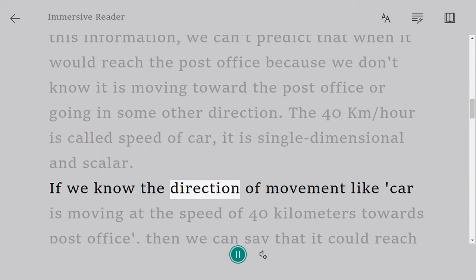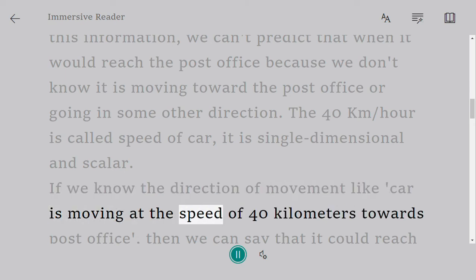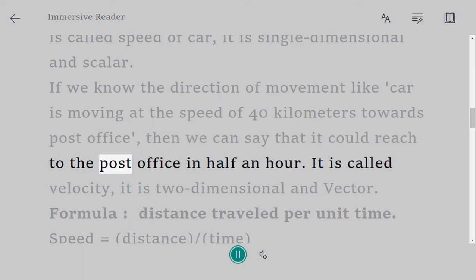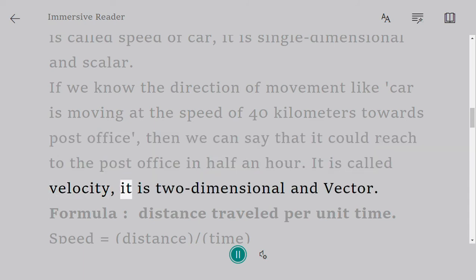If we know the direction of movement, like the car is moving at the speed of 40 kilometers per hour towards the post office, then we can say that it could reach the post office in half an hour. It is called velocity. It is two-dimensional and vector.